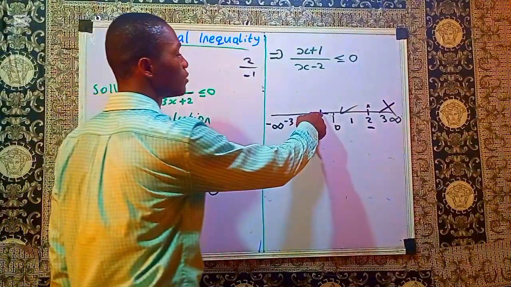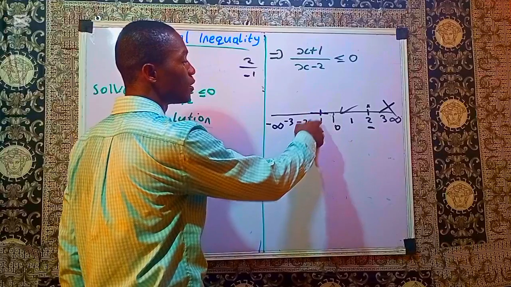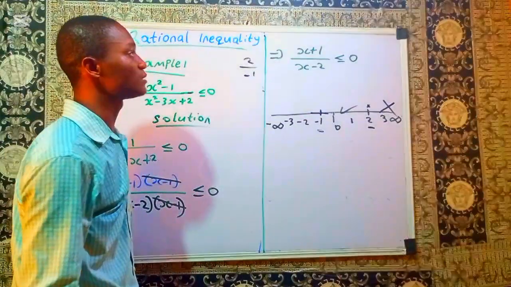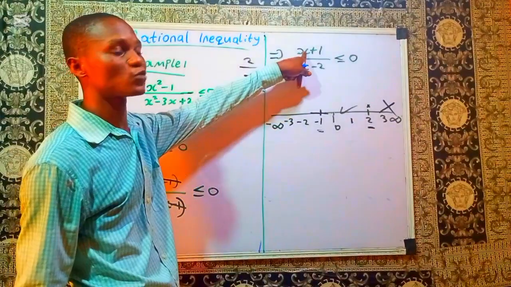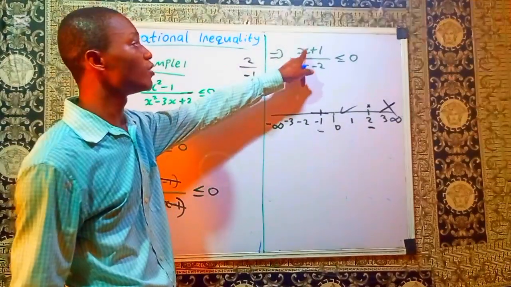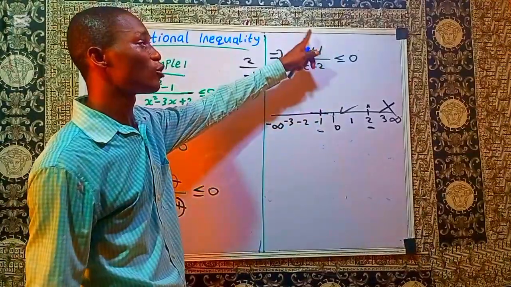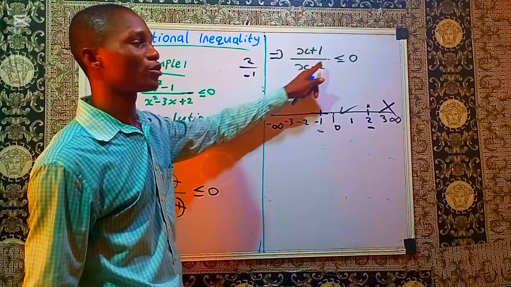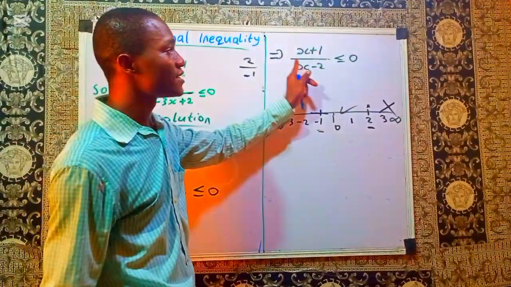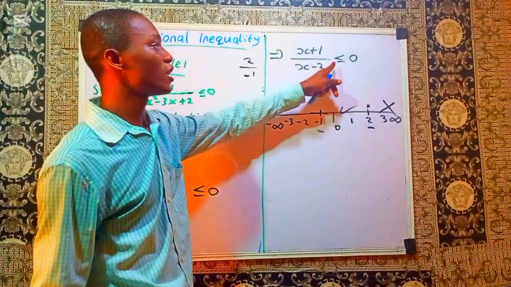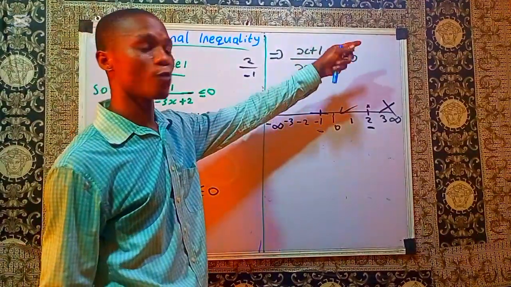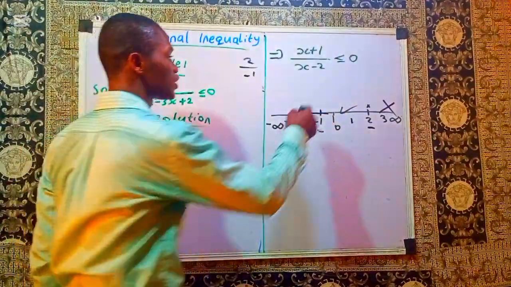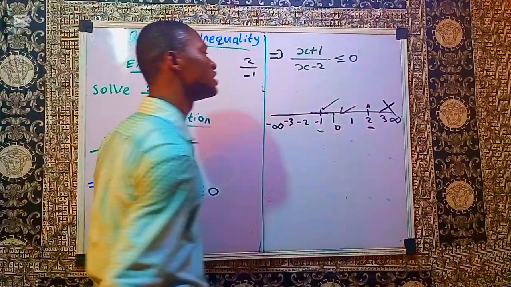Now let's check minus 1. If you put this point, minus 1, it will make the numerator 0. And if the numerator becomes 0, this whole thing becomes 0. And 0 is equal to 0, because our inequality is saying less than or equal to 0. So the point minus 1 itself, we tick it good.